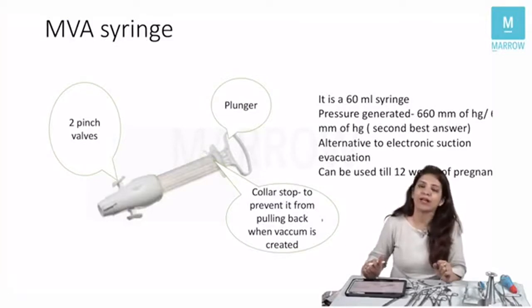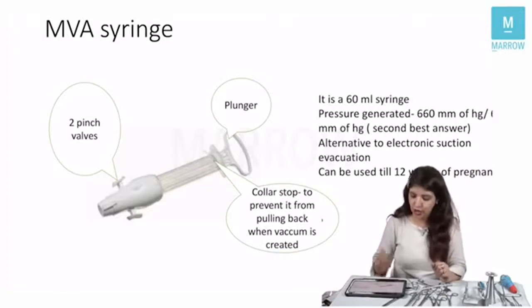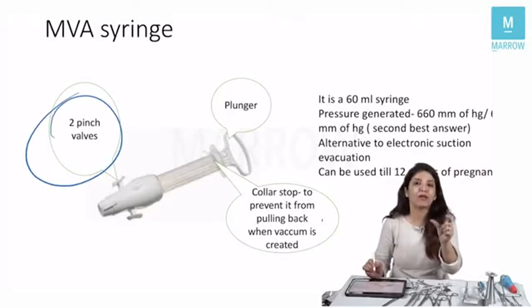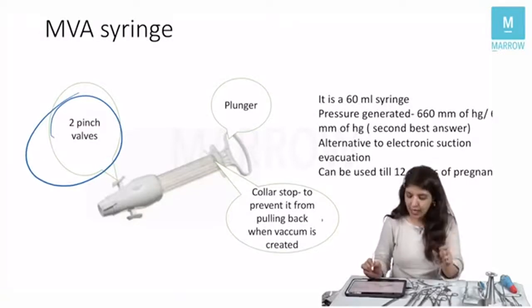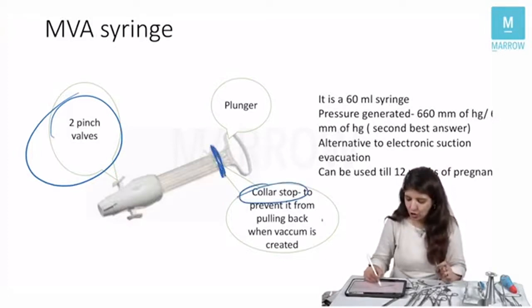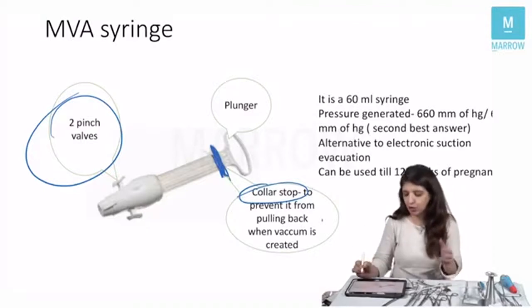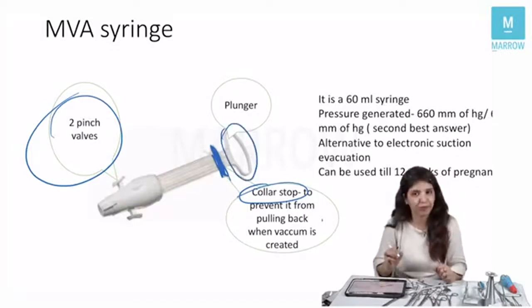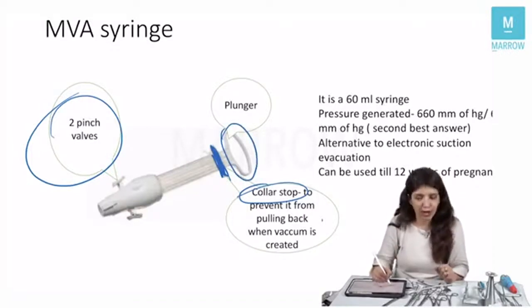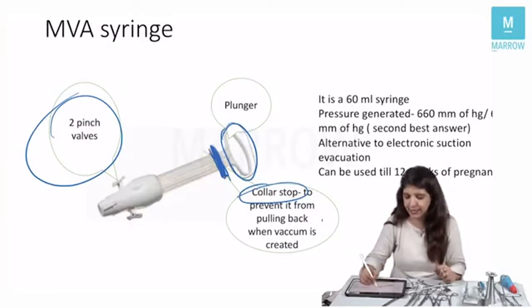This manual vacuum aspiration syringe is another very important instrument for identification. In the manual vacuum aspiration syringe, you have to remember that it has two pinch valves. These pinch valves help to create vacuum, right? Then you have a collar stop at the end. This collar stop helps to prevent the plunger from getting pulled back when the vacuum is created, and you have a plunger here, right? So it has two pinch valves, a collar stop, and a plunger.